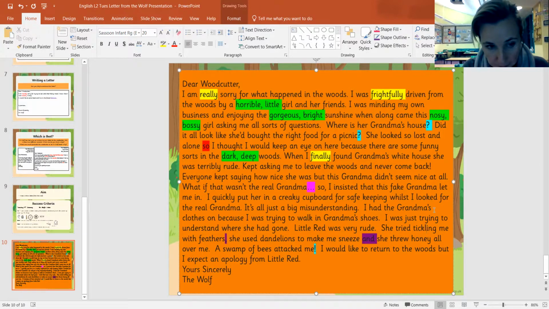Okay, what you need to do today then is to write a letter from the point of view of the wolf, and take a photograph of it. Do it as neat as you possibly can, of course, because we're going to see it, and ask your mums or dads to email it across to Mrs. Bolton and Mrs. Barton, of course, so that we can have a look at it and give you some feedback on it.